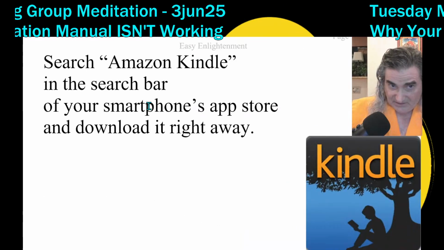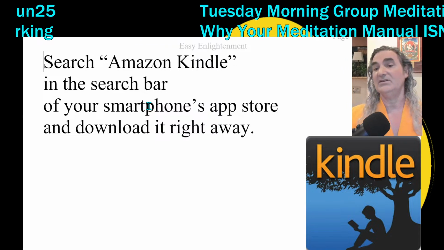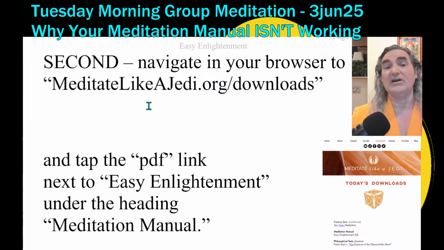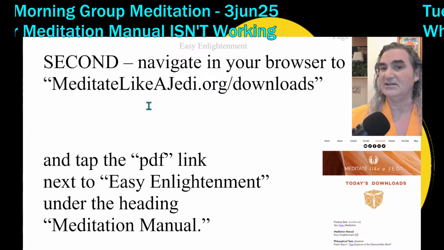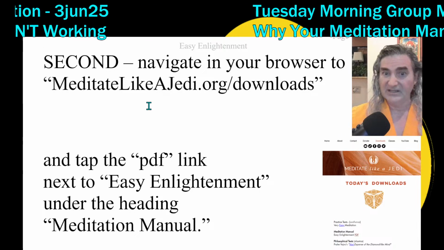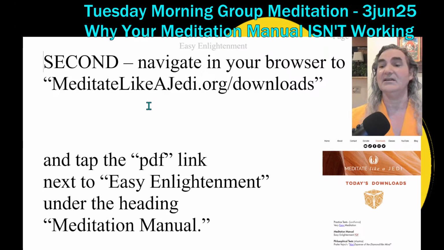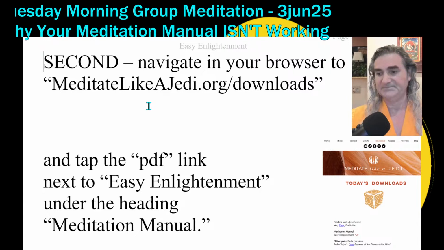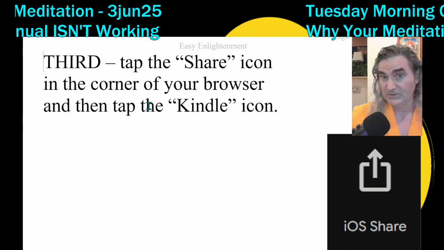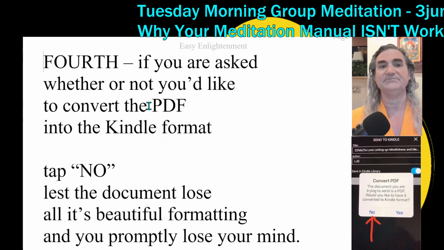Search Amazon Kindle in the search bar of your smartphone's app store and download it right away. Second, navigate in your browser to meditatelikeajedi.org/downloads and tap the PDF link next to Easy Enlightenment under the heading Meditation Manual. Third, tap the share icon in the corner of your browser and then tap the Kindle icon.